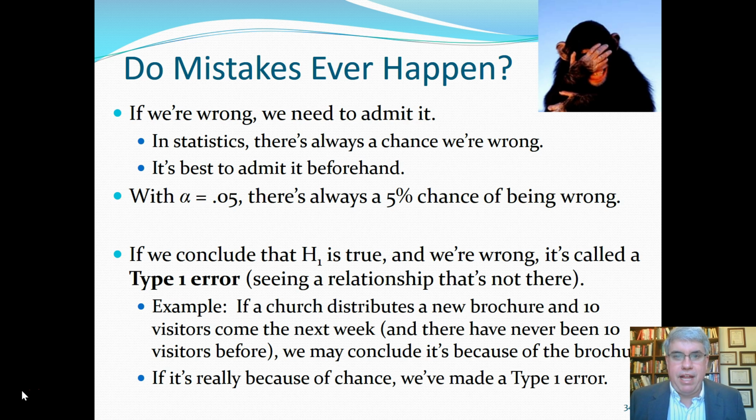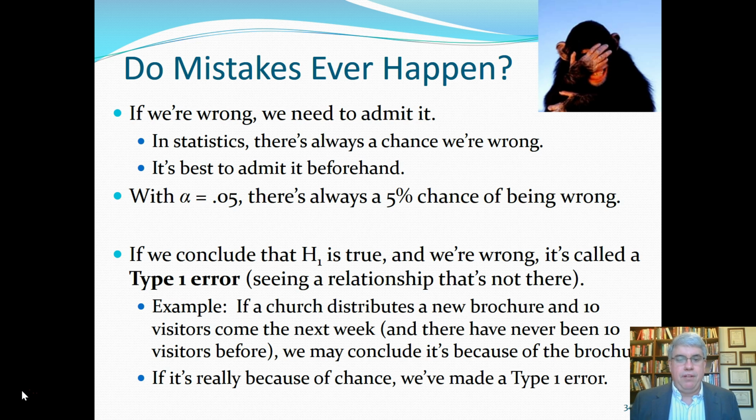Now, first question I want to ask is, do mistakes ever happen? Yes, mistakes do happen. In fact, we can figure out how often mistakes will happen. In general, when we're wrong, we need to admit it. It's horrible when there's people that won't admit when they're wrong. In statistics, it's very well defined when we're going to be wrong in some areas, so we need to admit it beforehand and be prepared to admit it when it comes up.